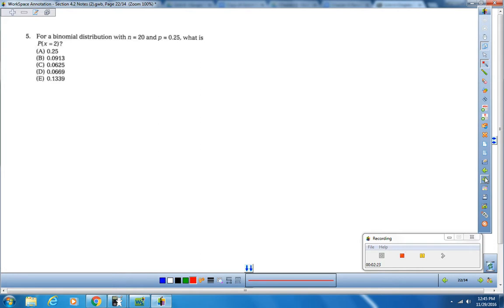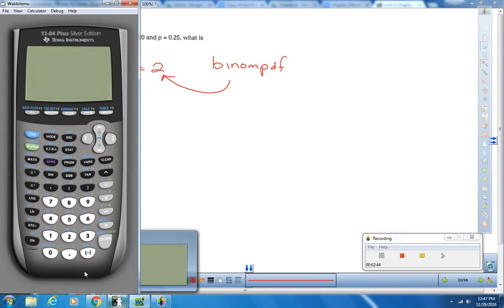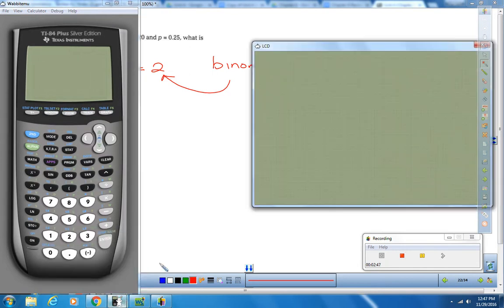For number 5, it gives us a binomial. It says what's the probability that x is 2. Remember, when we're doing x equals a number like 2, this is when we use binomial PDF. PDF is for equals. CDF is for less than or equal to. So let's look at how we would do this in our calculator, for those of you that might be forgetting.